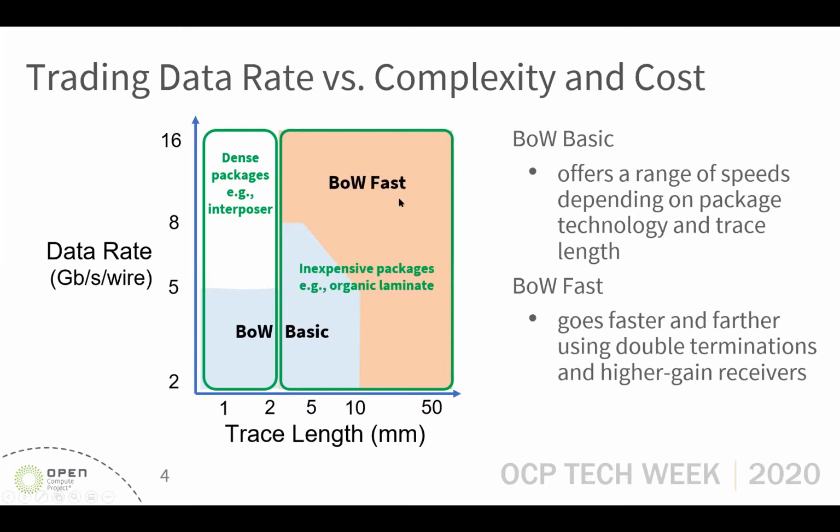And then we have BO fast, which uses double terminations and higher gain receivers, basically a more complicated analog design, but not yet to the point of needing equalizers. And that basically allows you to go faster per wire and also farther. The 2 millimeters in interposer or 10 millimeters in organic laminate basically allows you to do the chips side by side, as I showed in the previous cartoon.